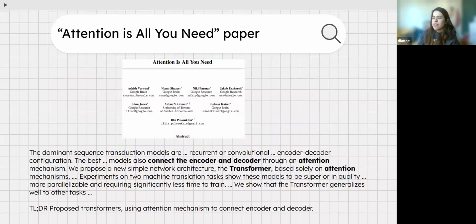So the context vector, you have one context vector per word? Yeah, in most of these implementations, that is correct.